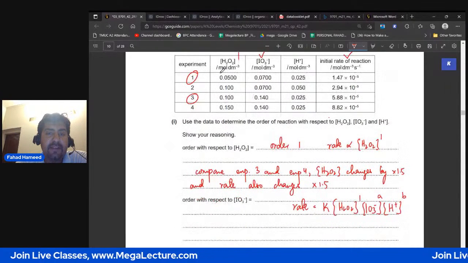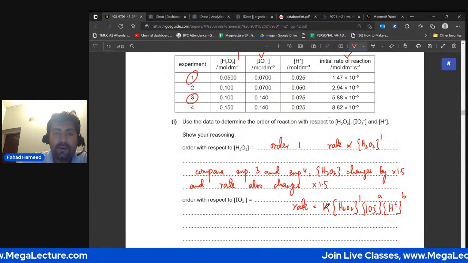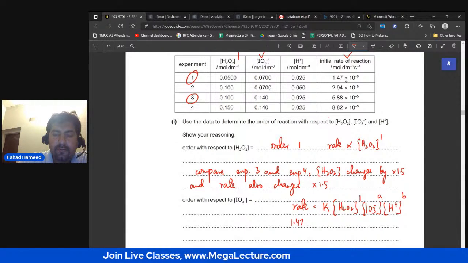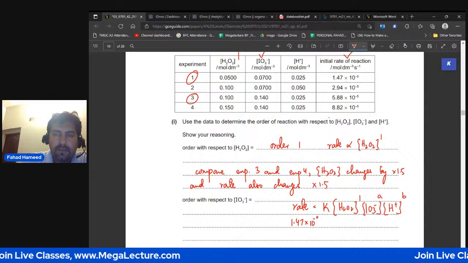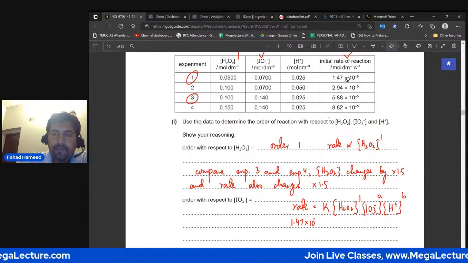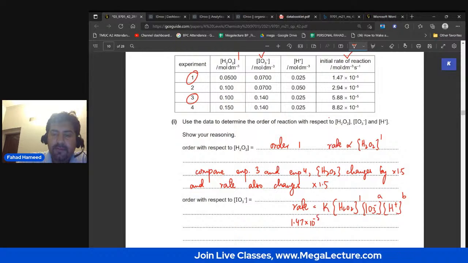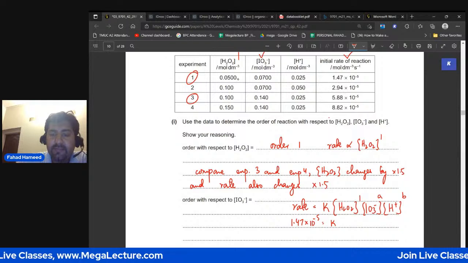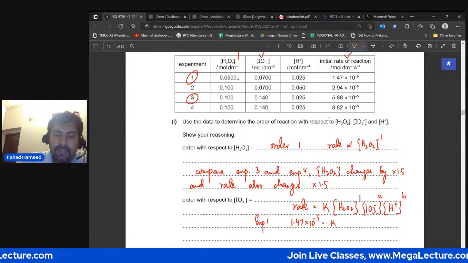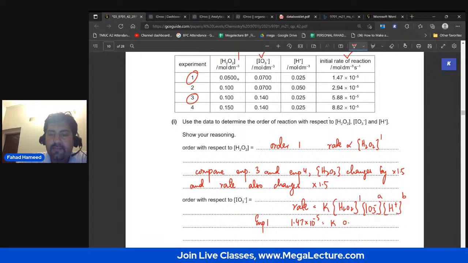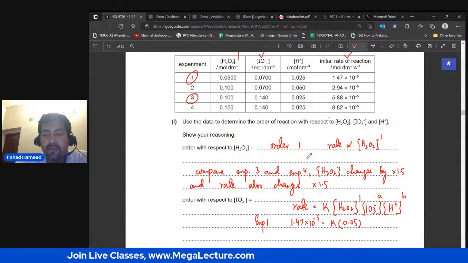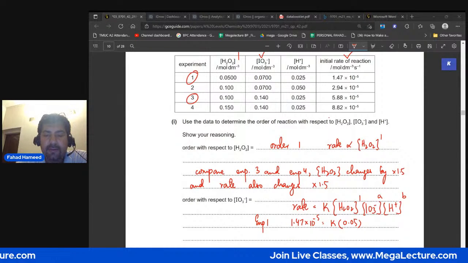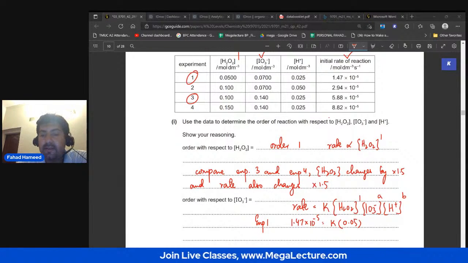So I'm going to plug in the values of the first experiment into this. If I do that, the rate is 1.47 times 10 power minus 5. I've got K over here. The H2O2 concentration is given as 0.05 in the first experiment. So remember, this is experiment 1. So it's 0.05, and the power is 1. I already know that. I've already calculated it in the previous experiment. So that's already been done.